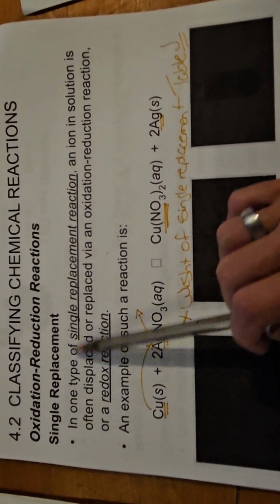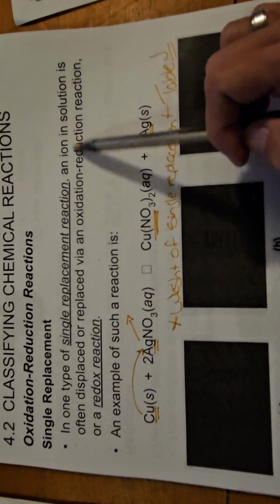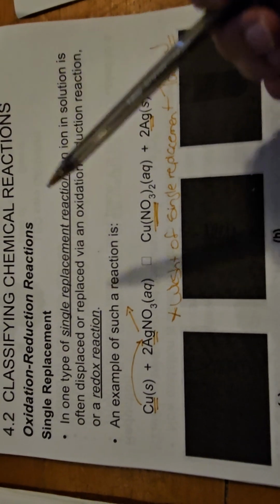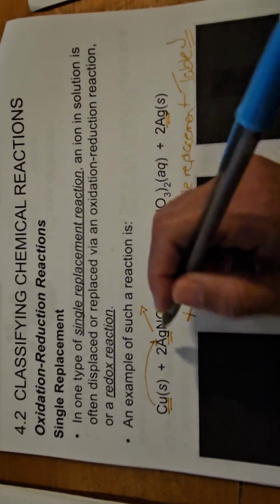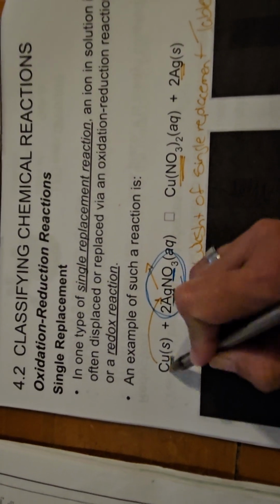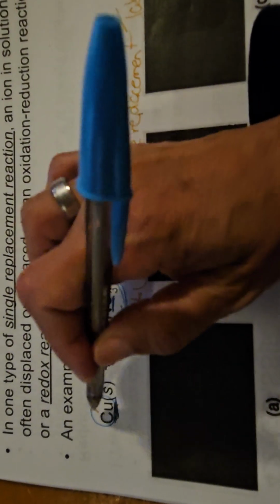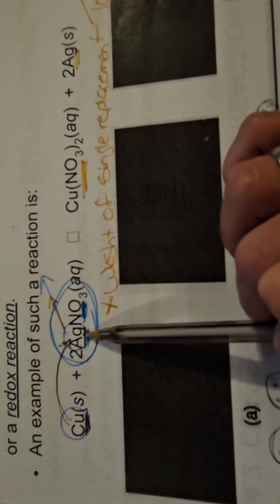Single replacement reactions are where an ion that's separate by itself replaces something that's bonded. So you have a bonded compound like silver nitrate. Here's your metal and your non-metal portion. Copper is a metal, so metal would have to replace the metal. That's just the way ionic bonding is. So in order for copper to kick out silver and steal the nitrate, copper would have to be more active than silver.